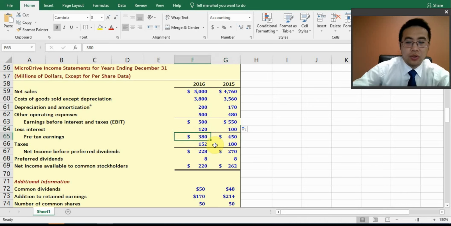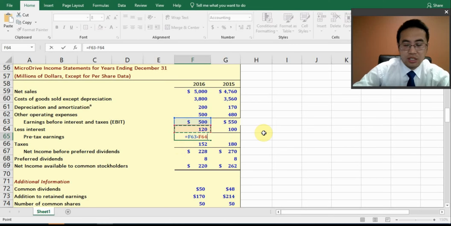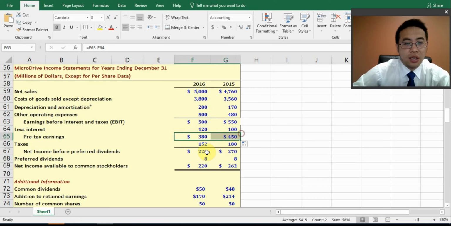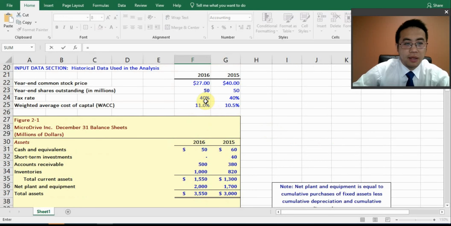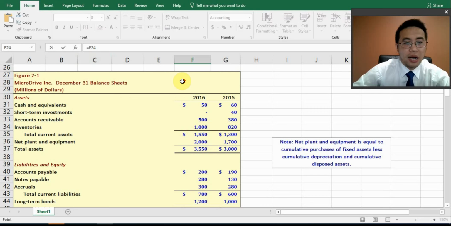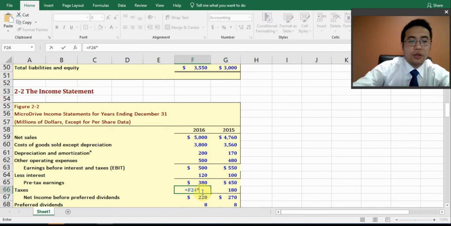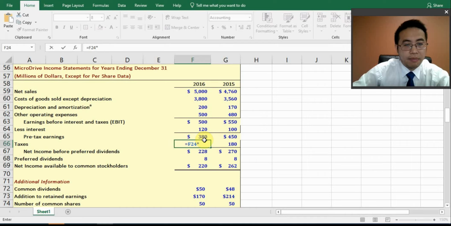And then I'm going to use the operating profit minus interest as my pre-tax earnings, or EBT, earnings before taxes. And then the tax is levied. It is a 40% tax rate. So we are given the tax rate in the table above, right here, 40%. Just click on it. I want you to pay attention to the formula bar. I have clicked on the 40% tax rate. And then I'm going to put the star key and multiply it by the pre-tax earnings.